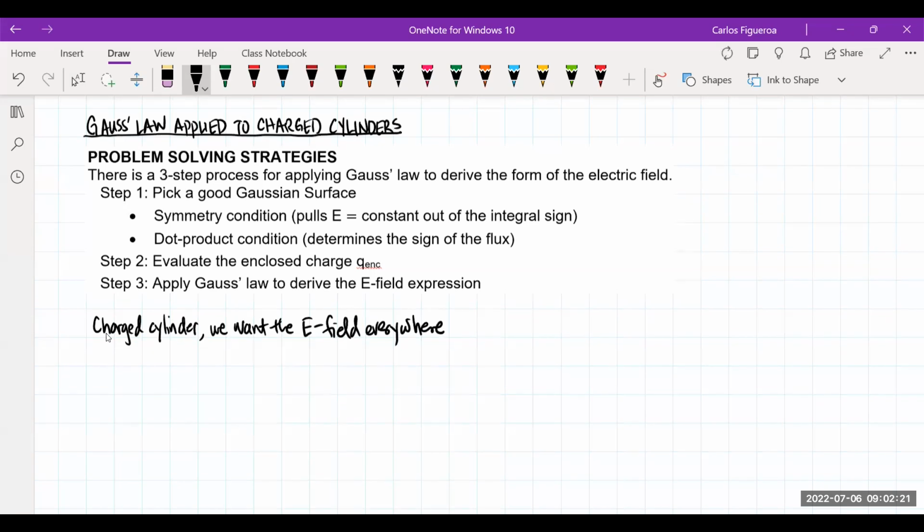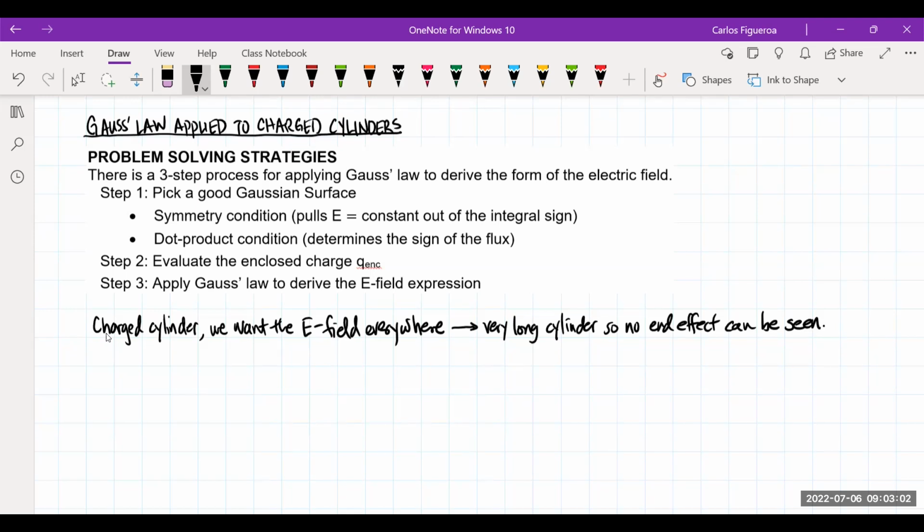So what I imagine here is that this is a very long cylinder, so no end effects can be seen. If we can see the ends, then it's not a symmetric situation. So when I say the word very long, I'm really thinking that I'm so close to the surface that it looks like an infinite cylinder.